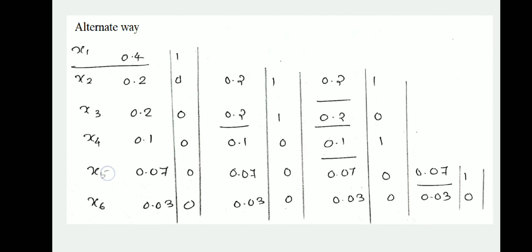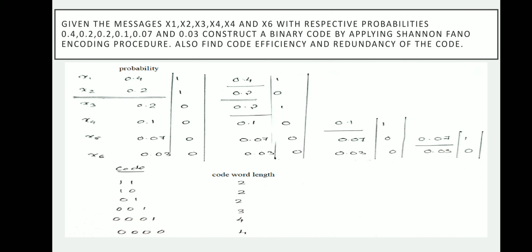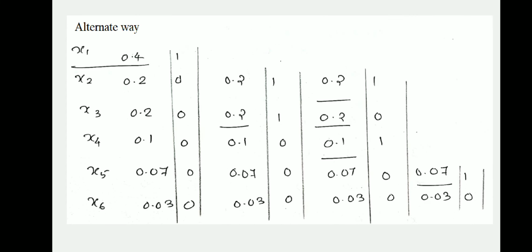Next we can see a different way to code these symbols. In the previous case we grouped x1 and x2 together, so the probability is 0.6 and the remaining is 0.4. If we group x1 alone and the remaining together, then also the probability is 0.4 and 0.6. Then x1 is assigned 1 and the remaining is assigned 0. In the first group there is no further division.